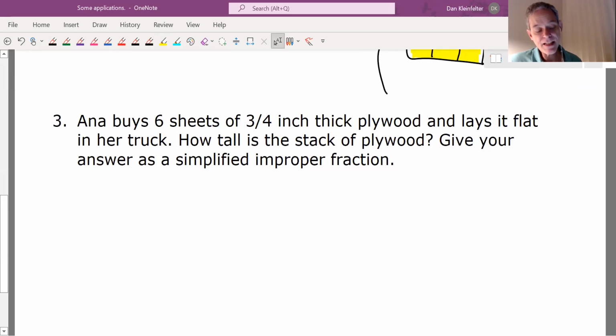Okay, Anna buys 6 sheets of 3/4 inch thick plywood. She lays it flat in her pickup truck or a truck. We want to know how tall is the stack of plywood. Okay, so again, we have 3/4 on top of 3/4 on top of 3/4 over and over again. And so that sounds like multiplication by a fraction. Okay, we have 6 times 3/4.